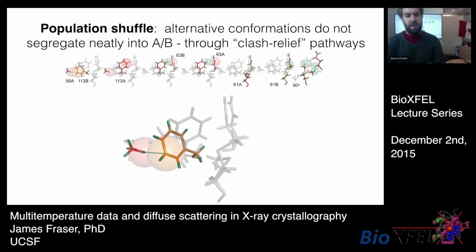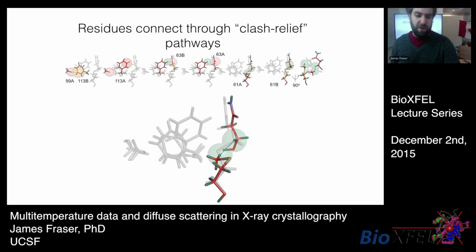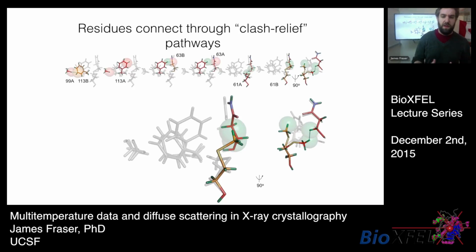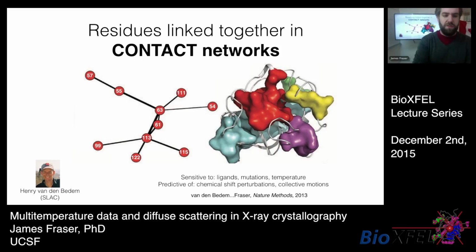just the room temperature X-ray ensemble, in that the alternative conformations, when we got really into the detailed modeling of it, did not cleanly segregate into an A conformation and a B conformation. If we were to propagate all the clashes between different conformations, it suggested that there was something much more complicated going on. And so we wrote some software to analyze that, which we called Contact, that pulls out networks of residues that have the potential to influence the relative populations of surrounding alternative conformations.